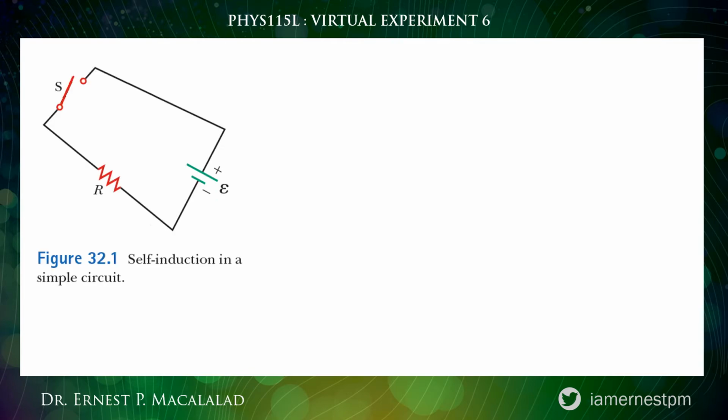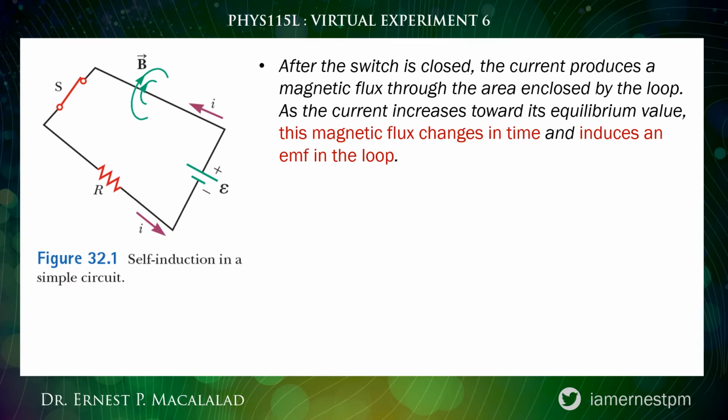Now, imagine we have a closed circuit like this, wherein the battery is in series with a resistor. When we close the circuit like this, current will flow in this direction. By the way, this is your conventional current. Because current flows in this loop of wire, it produces a magnetic field. After the switch is closed, the current produces a magnetic flux through this area enclosed by the loop. As the current increases towards its equilibrium value, this magnetic flux changes and induces an EMF.